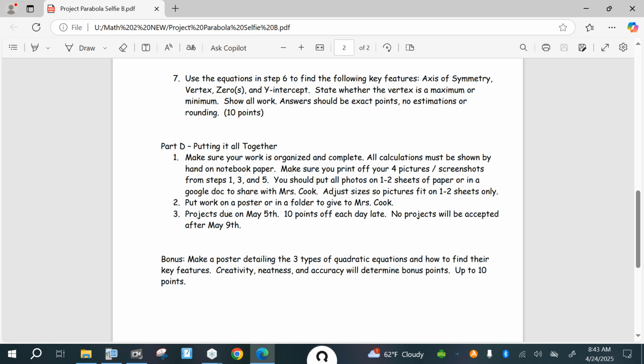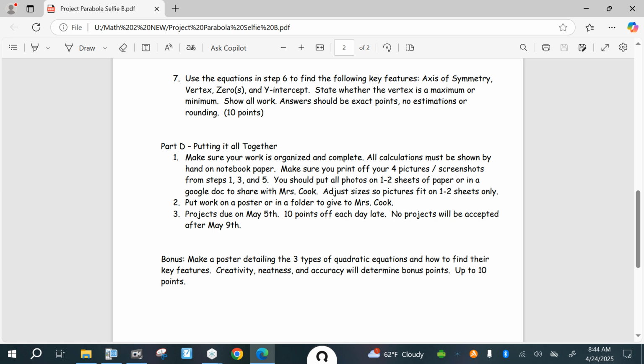And then you need to make sure that you either print off your pictures, it could be 3 or 4 pictures, depending on what you have from those different steps. And then you put them on 1 to 2 sheets of paper. So you can either print the paper or you can share it with me in a Google Doc. But I don't want one picture per page because that's a lot to print off. So if you could make sure that your pictures fit on one sheet, or maybe two sheets where it prints out as one sheet front and back, so that way I can look at it. And again, you can either share it with me or you can print it off yourself.